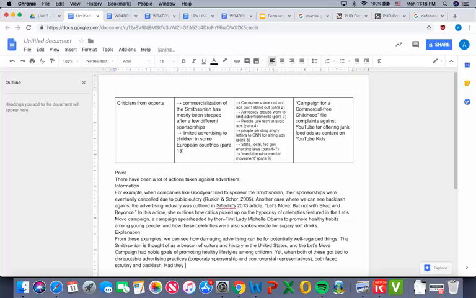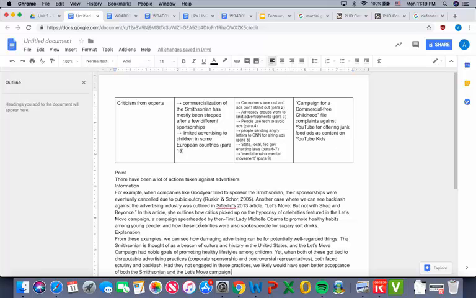Had they not engaged in these practices, we likely would have seen better acceptance of both the Smithsonian and the Let's Move campaign.